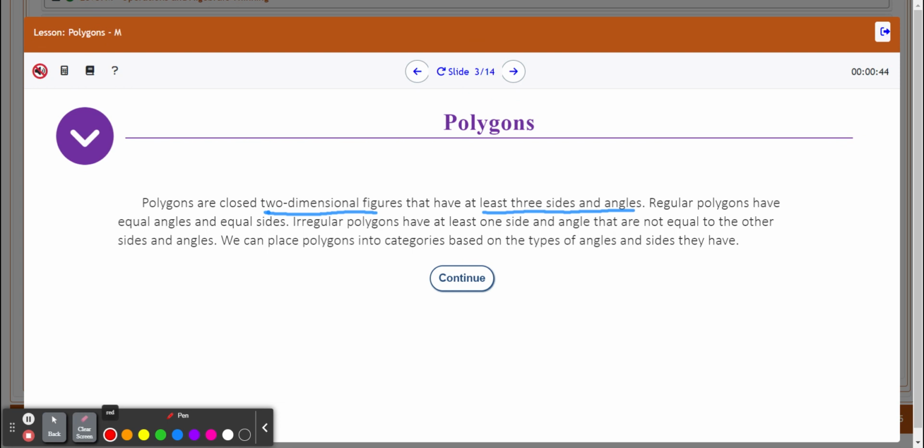Now, regular polygons have equal angles and equal sides. So all the sides will be equal, all the angles will be equal. Irregular polygons have at least one side and angle that are not equal to the other sides and angles. So you've got regular polygons, where all sides and angles are equal, and irregular polygons, where they have different sides and angles. And then we take polygons and we classify them into even smaller groups.